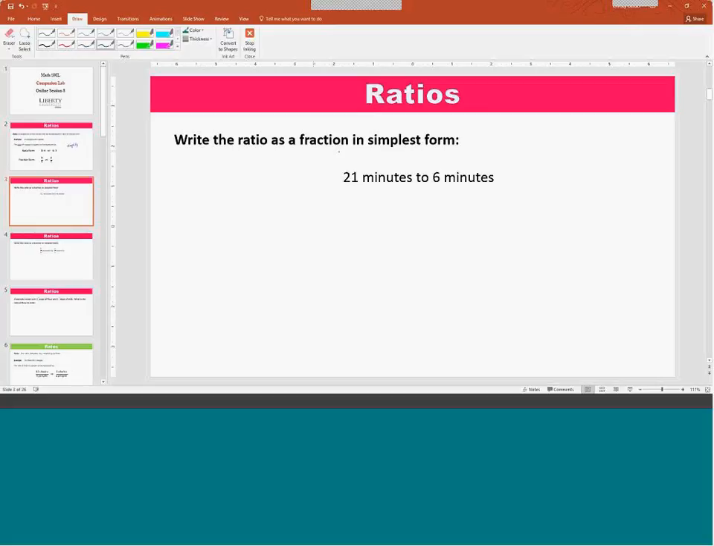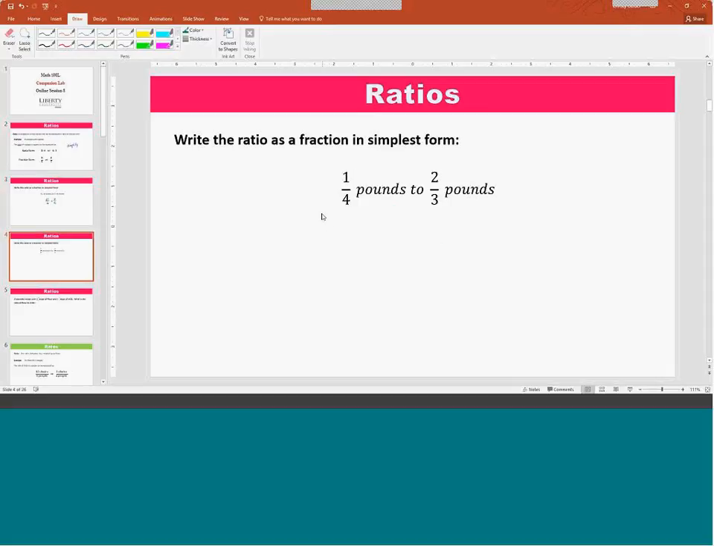Treat this ratio as a fraction in simplest form. Okay, we've got 21 minutes to 6 minutes. So that's 21 over 6 in fraction form. We always take it as it's written. We're comparing 21 with 6, so we put 21 in the numerator and 6 in the denominator. In simplest form, I know that 3 is a factor of both 21 and 6, so in simplest form, this is 7 to 2 or 7 over 2 in fraction form, and this represents the ratio of 21 minutes to 6 minutes.